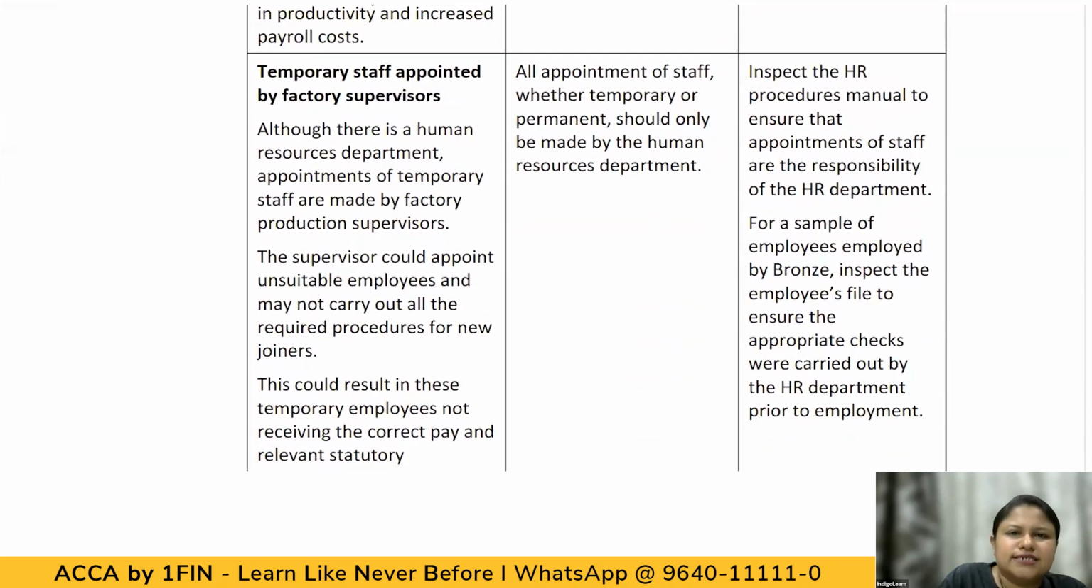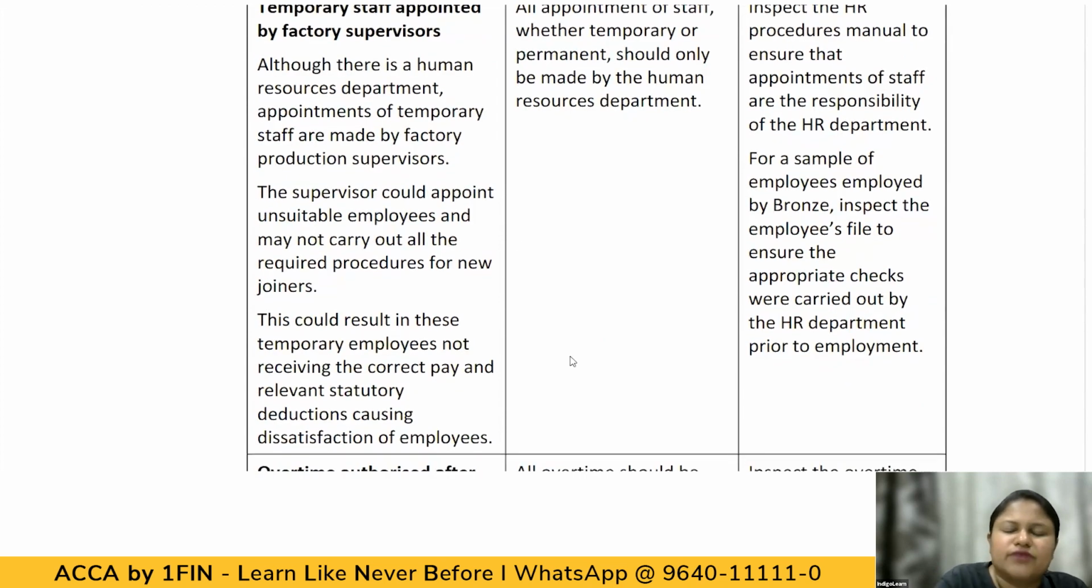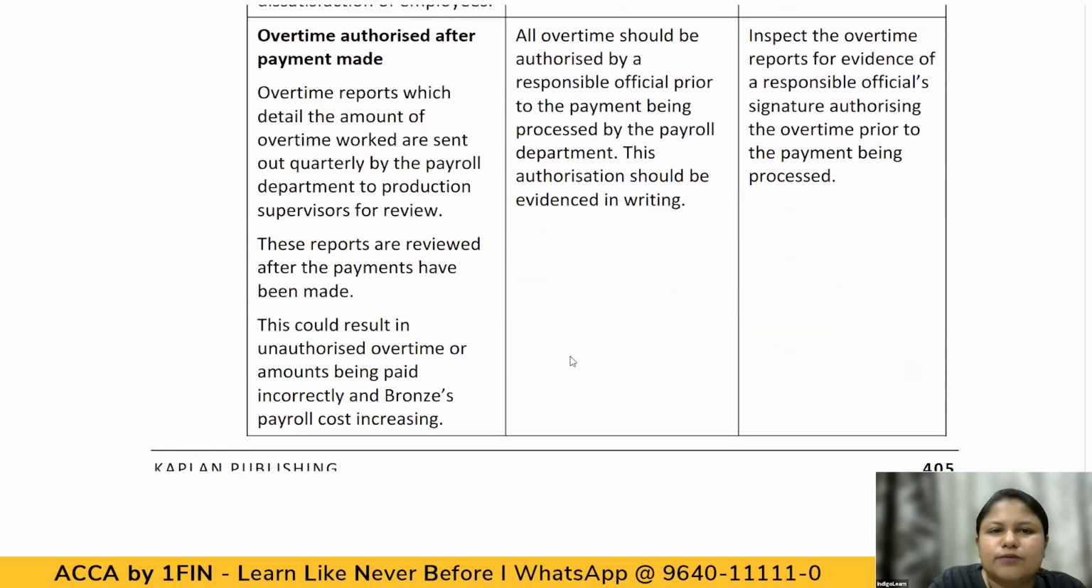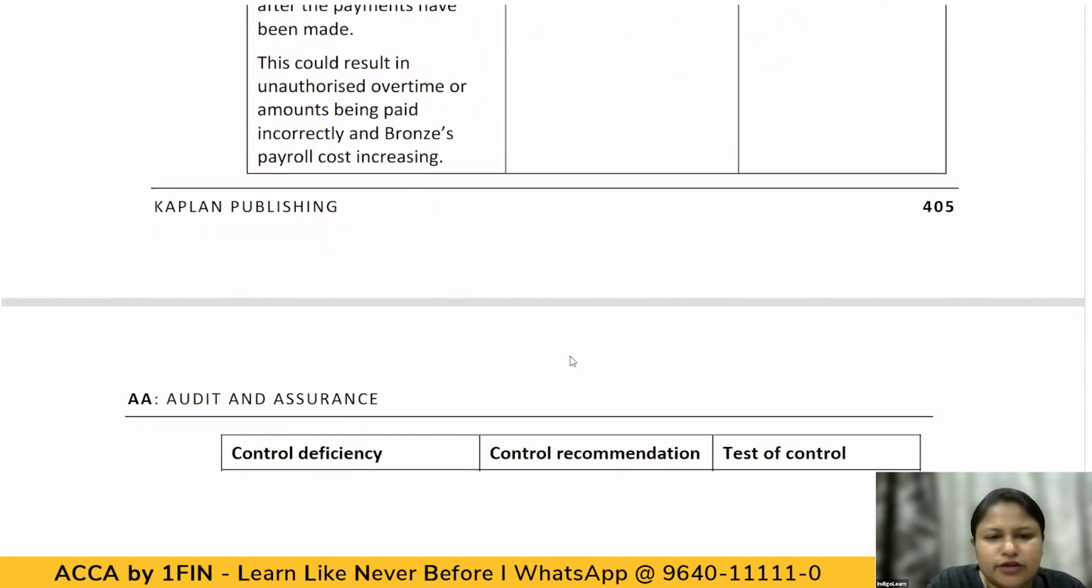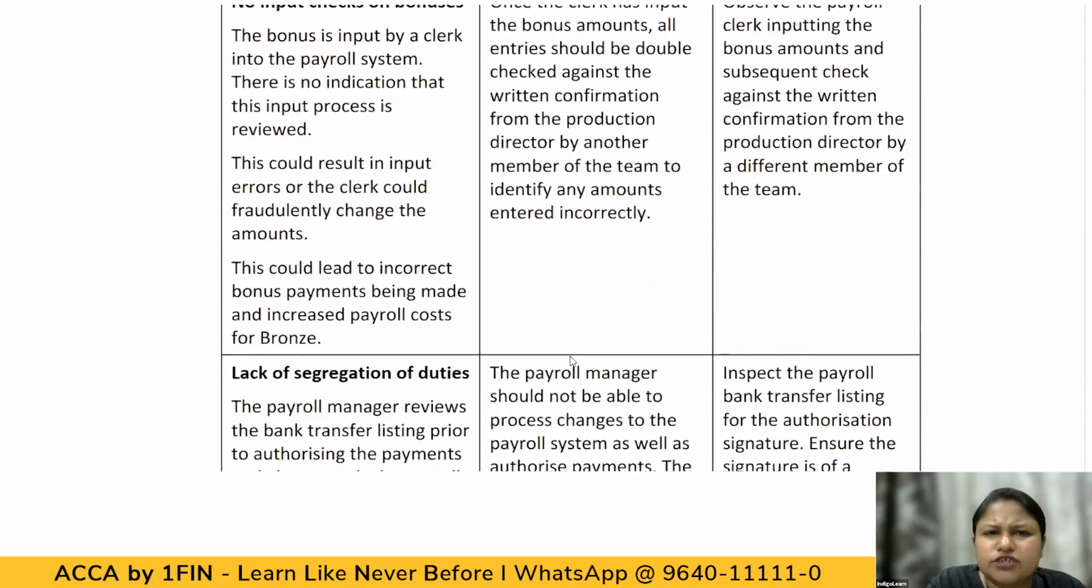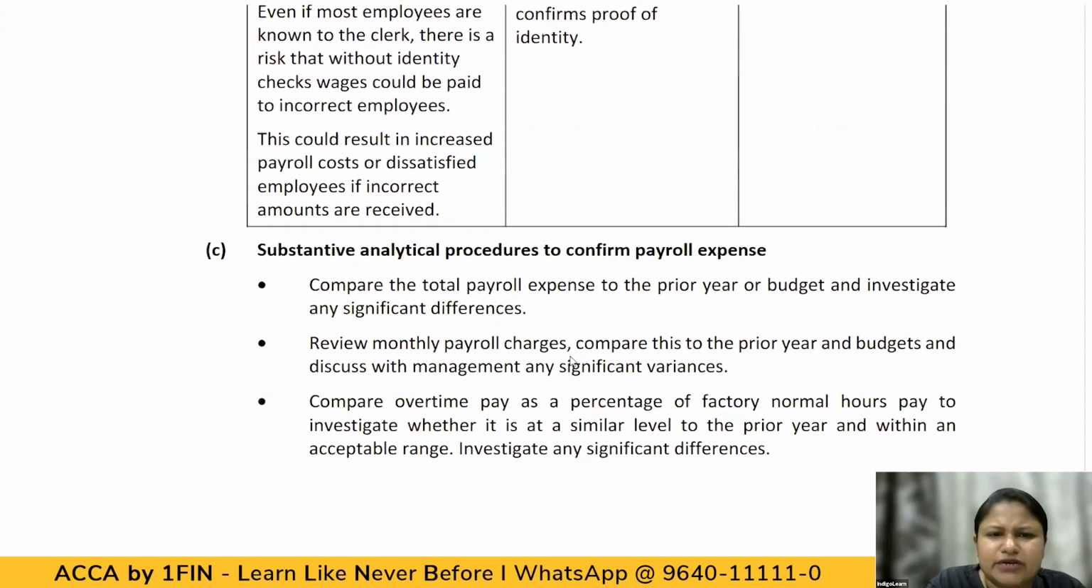If you take one more, it is the same understanding. Temporary staff appointed by the factory supervisor. No, it should be appointed by whom? The human resource people only. Otherwise, there could be manipulation here. Overtime authorization after payment is made. I told you payment you make weekly, but you're reviewing after a quarter. Absolutely wrong. So review also should happen on a regular basis. So basically, all the control deficiencies we have picked up are quite acceptable.